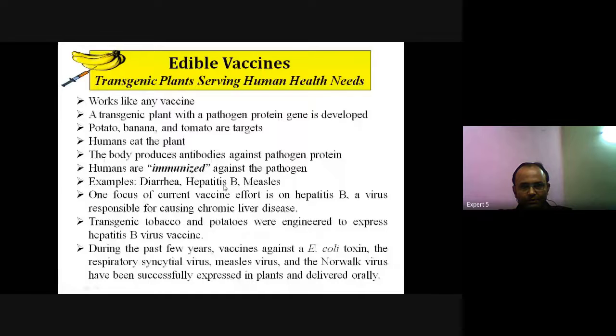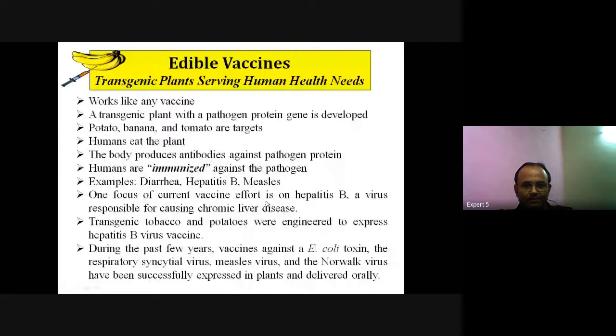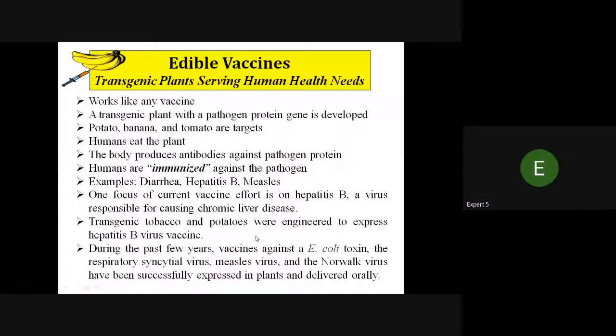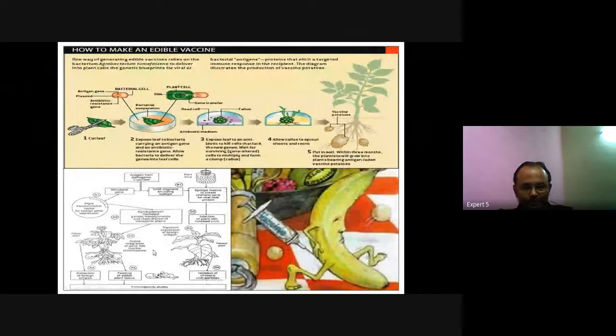Generally, the pathogens against which current vaccine is on hepatitis, which causes a chronic liver disease. Transgenic tobacco against polio orally. Edible vaccines can be made.